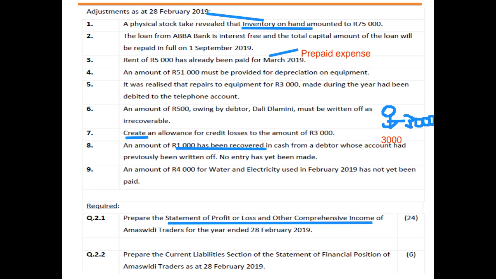Remember, it's going to affect rent. But the question is, how are we going to affect rent? It's either we increase or decrease. It's up to you, so we need to decide. So what do you think? Must we go and minus or must we go and add? Let me check. This was paid in advance for the coming year.